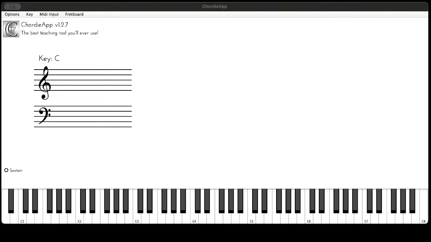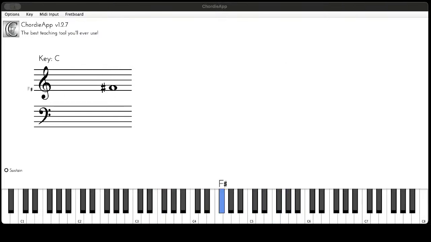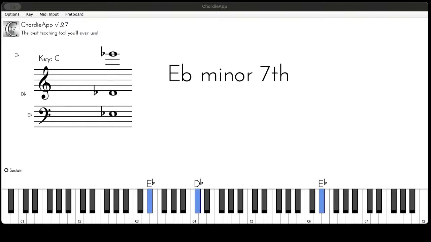First four bars, focusing on just the first four bars. One, two, three, four.